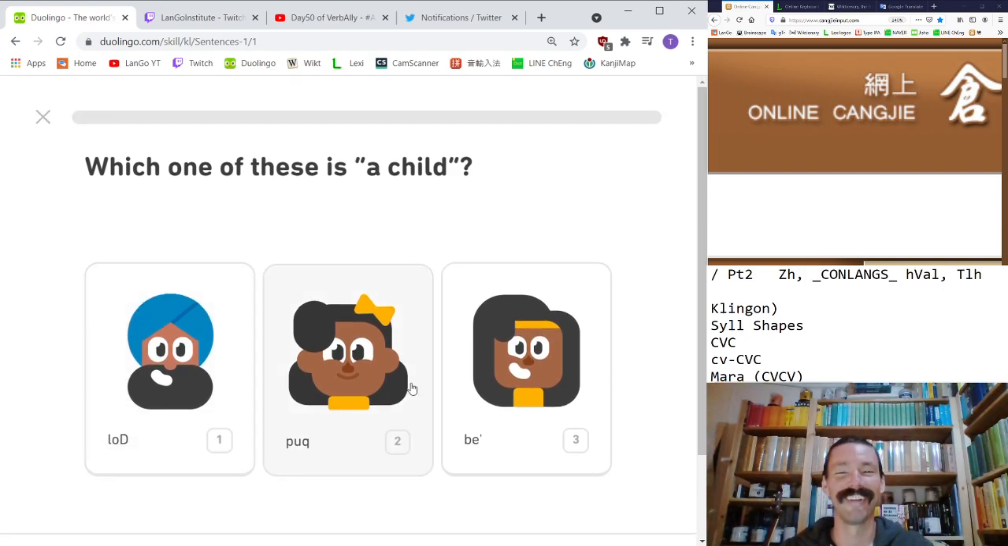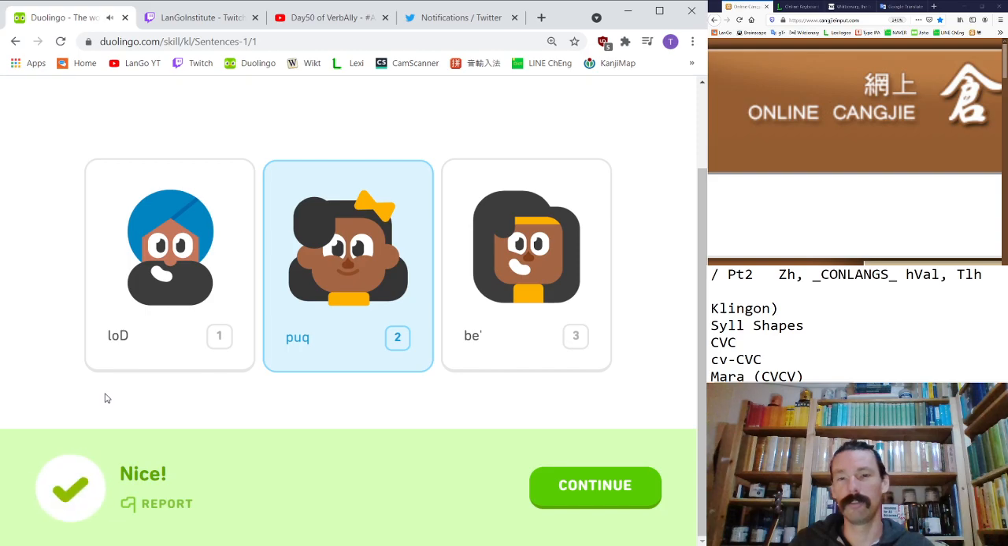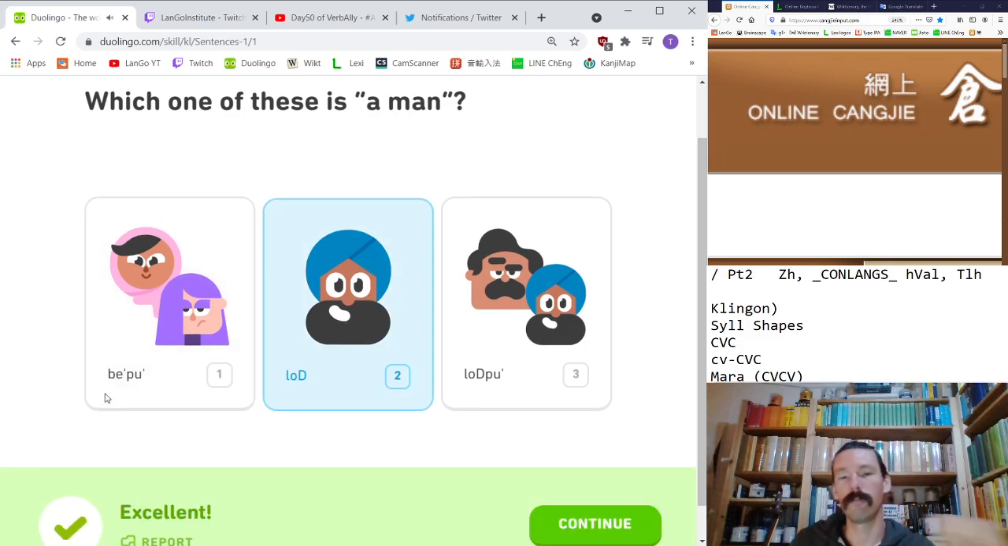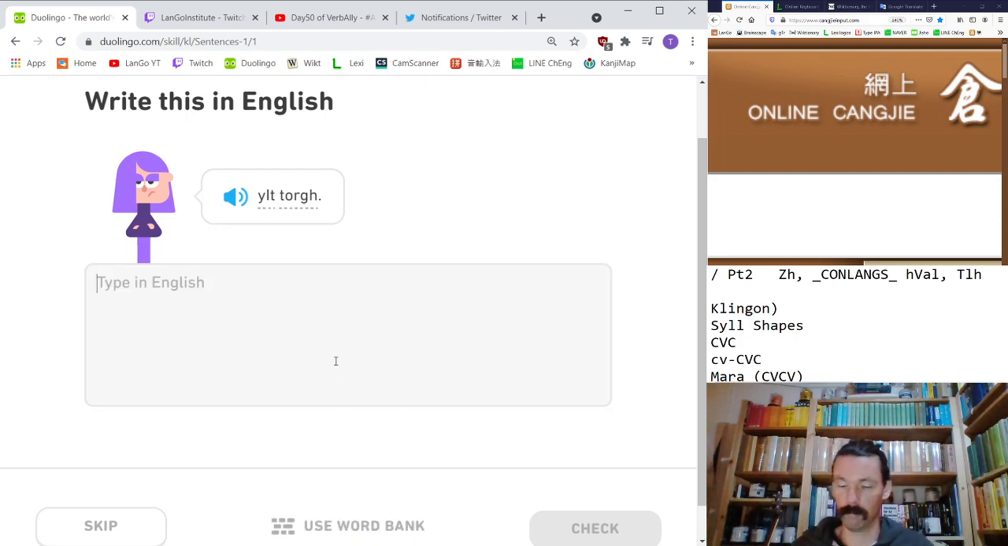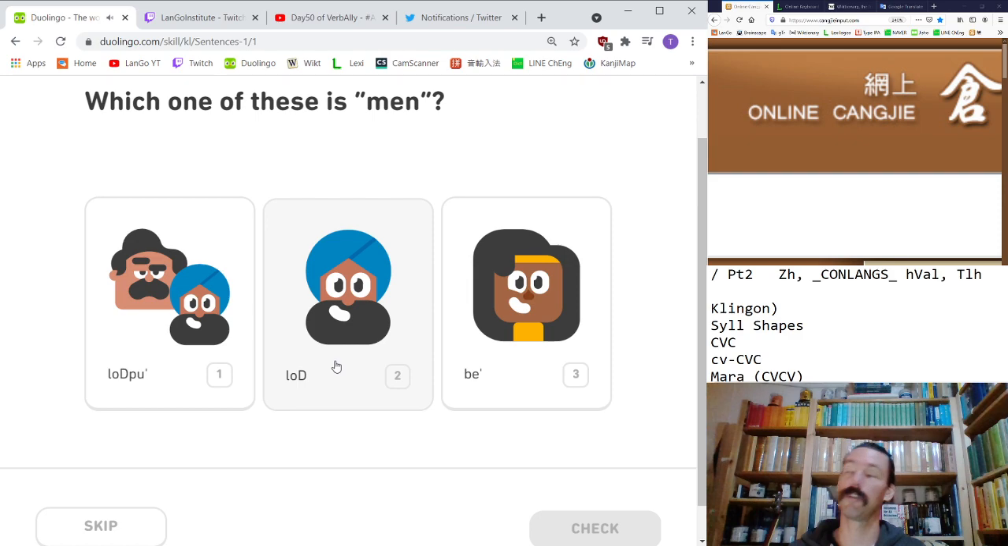Let's see what I remember. So, man, lord, with a curled tongue. Yit Torg. So Torg is the name, and yit is an unprefixed verb, meaning he goes or walks. Yit Torg, Torg walks. Men. So the plural suffix is that pu. Here was where the question arose. Lord pu.